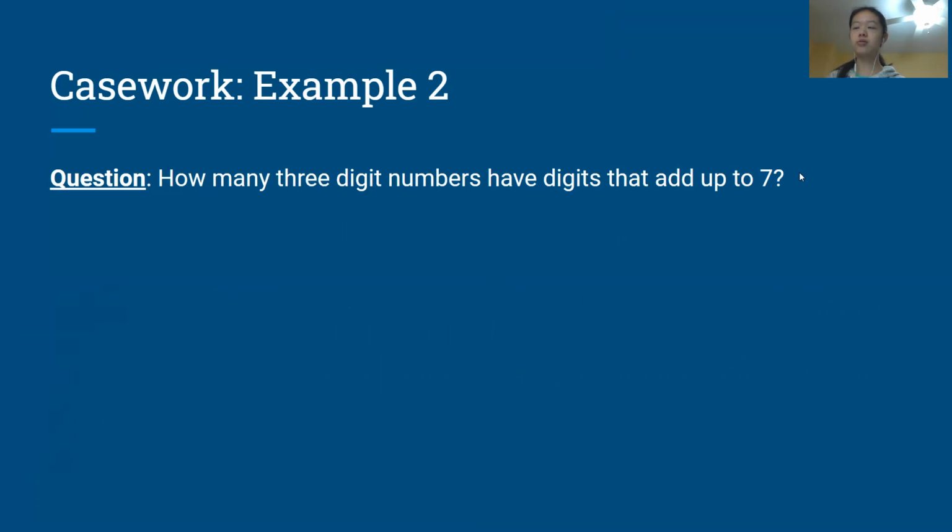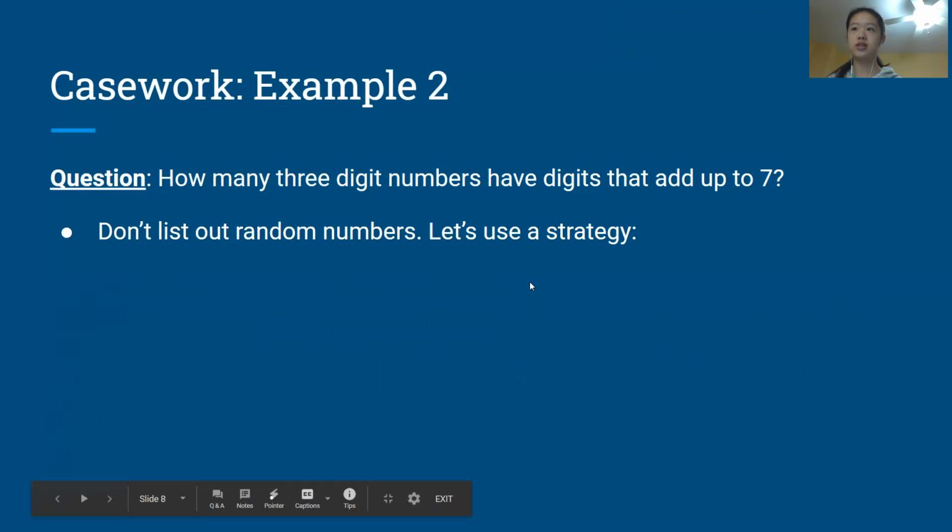There really is no formula to solve this. You just have to list them out one by one. If you're watching the video, pause and see if you can list out all the numbers. Okay, so again, it's not a good idea to list out random numbers. Instead, let's use a casework strategy.